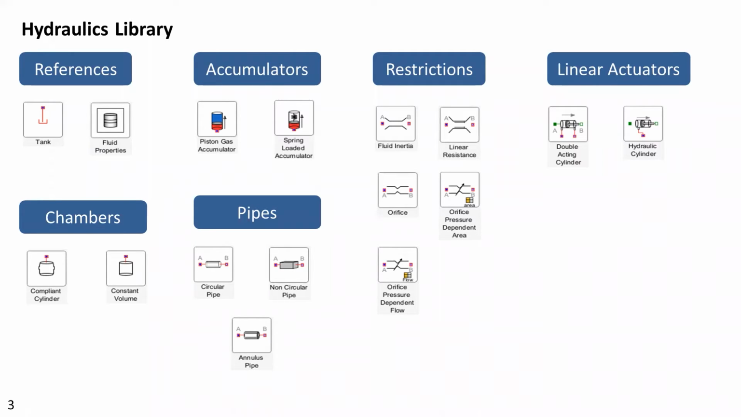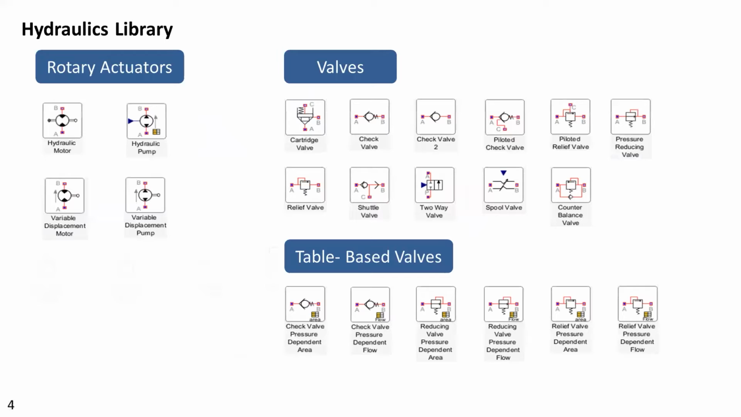We have linear actuators, single and double, different chambers, pipes extending to circular, non-circular, and annulus pipes, and different types of rotary actuators, pumps, and a variety of motors that can be added in. There is a wide variety of valve palettes, and we also have table-based valves. Basically, these table-based valves allow the user to define the pressure and flow characteristics as data points, or as Excel worksheets that can be added into the component. So essentially, you can bring information from a manufacturer's catalog, for example, and incorporate that as an Excel worksheet into these components that can be simulated in MapleSim.